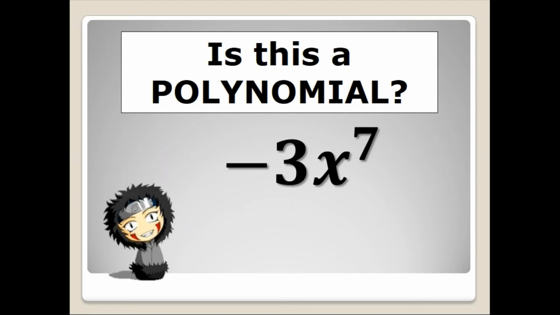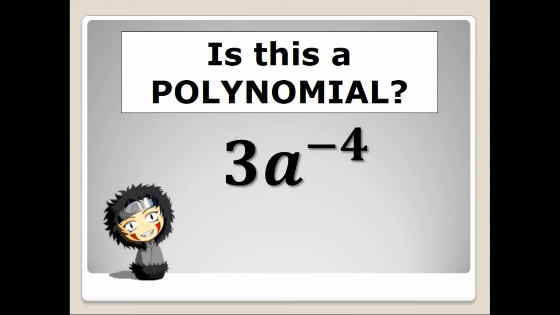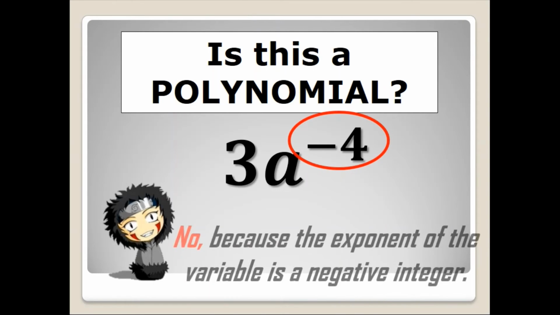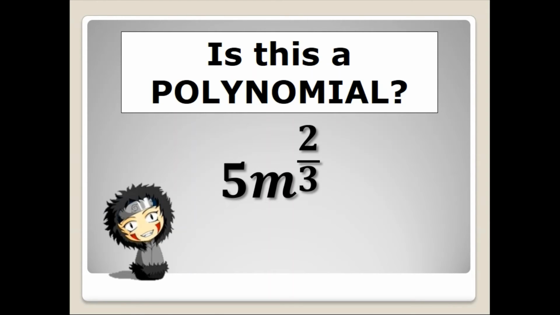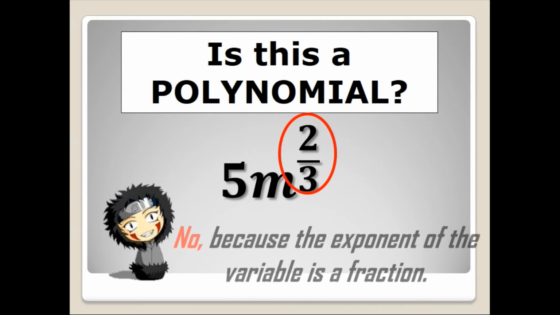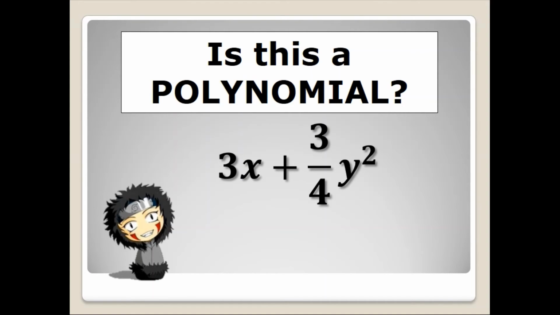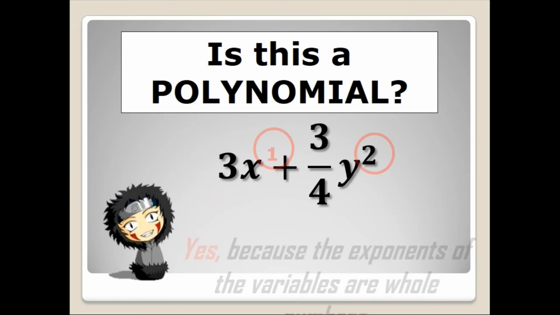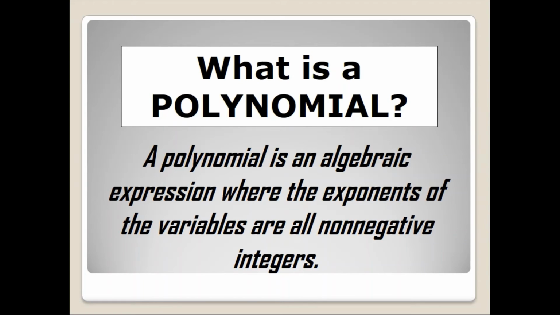Let's look at these examples. Is this a polynomial? Yes, because the exponent of the variable is a whole number, and that is 7. Is this a polynomial? No, because the exponent of the variable is a negative integer. Is this a polynomial? No, because the exponent of the variable is a fraction. What about this one? Is this a polynomial? Yes, because the exponents of the variables are whole numbers. So again, what is a polynomial? It is an algebraic expression where the exponents of the variables are all non-negative integers.